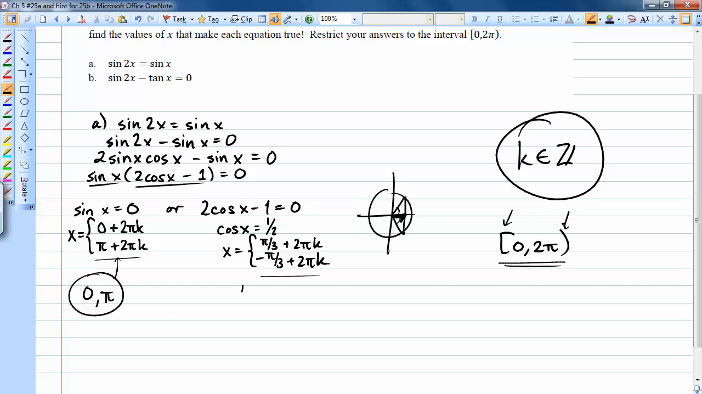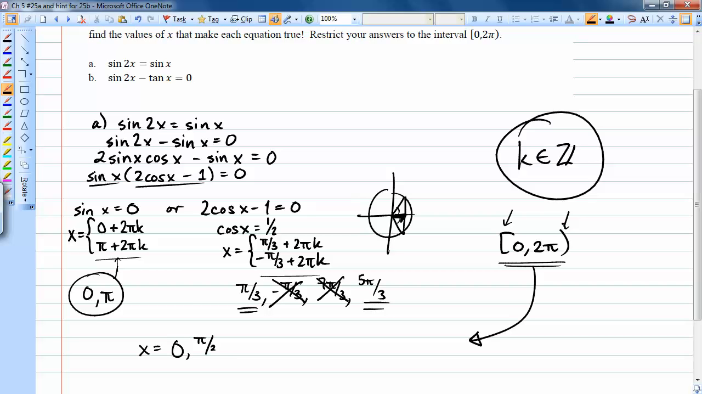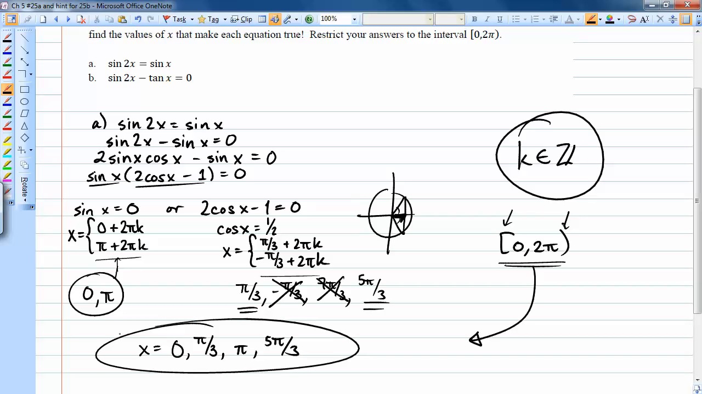And over here, I get pi over 3. I've got a negative pi over 3. If I plug in k equals 1, I get 7 pi over 3 and 5 pi over 3. So you can quickly see that 7 pi over 3 is already out of my range. These are the only ones that I'm going to get in that 0 to 2 pi range. So if I list off my answers in this range down here, my answers are going to be 0. I'll put them in order, although I don't mind if you don't. Pi over 3, pi, 5 pi over 3. So there are all those solutions right there.